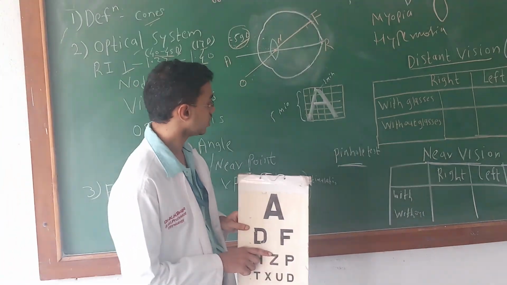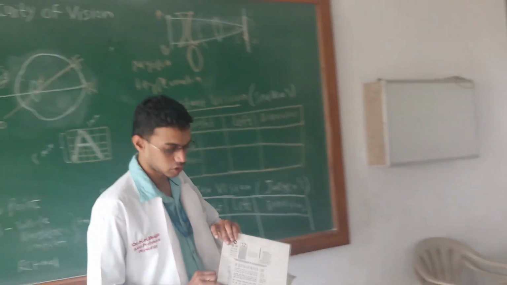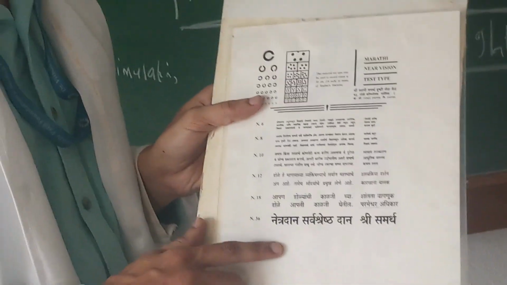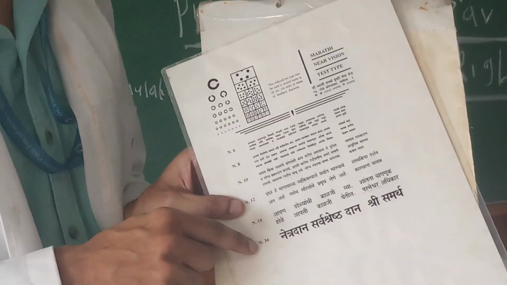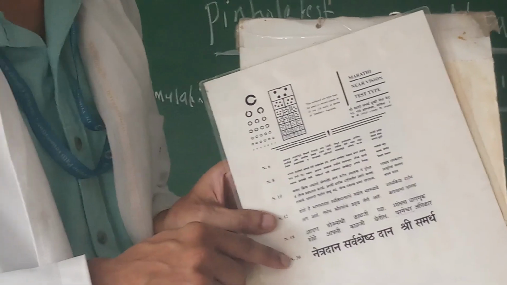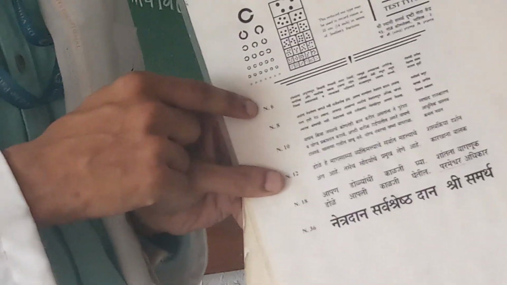And for near vision, we will use this chart. This is called the Jaeger's chart. For that purpose, we have to ask the person to read from the below letters, that is N36 up to N6. Normal vision is N6.